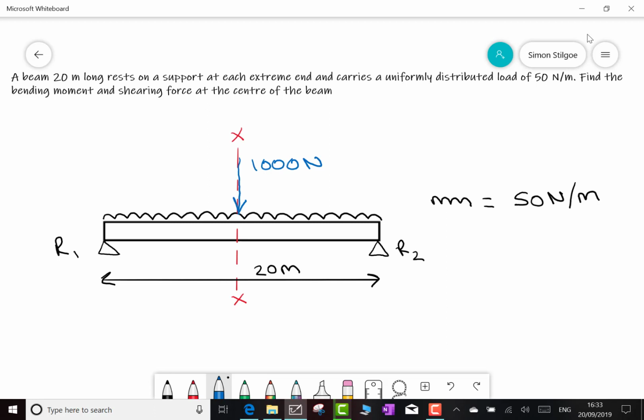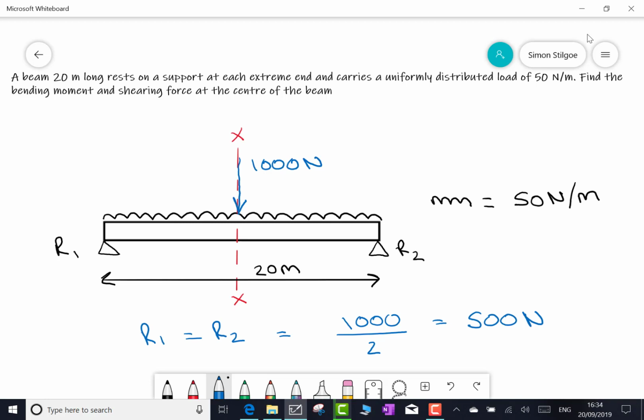Well, once we've done that then, we can now decide what the reaction forces are at R1 and R2. Hopefully you recognise here that if the supports are at either end of the beam and we have 1,000 newtons directly in the centre, well then R1 and R2 must share that load equally, because this is what we refer to as a symmetrically loaded beam. So we can say then that R1 is the same as R2, and that would be equal to 1,000 newtons divided by 2, which would give us 500 newtons at R1 and at R2.